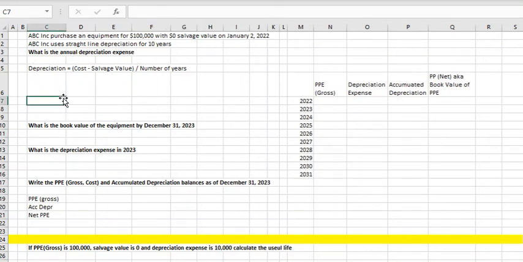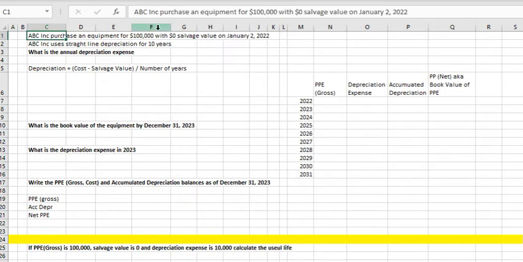Hi everyone, in this video we are going to start analyzing depreciation. As always, we are going to start by looking at a simple example, and then we are going to build on top. So in this case we have ABC Inc. purchasing an equipment for $100,000. The salvage value is estimated to be 0. They purchased it on January 2nd, 2022.